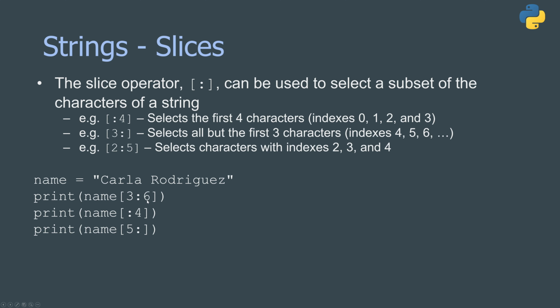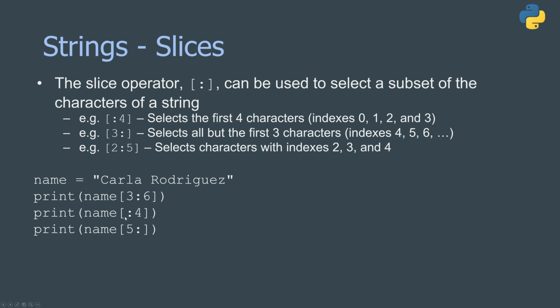6 is exclusive, right? If we leave the start index out, it assumes that you mean a start index of 0, in other words, starting from the beginning of the string. So if we just say bracket :4, that's the same as saying brackets 0:4.